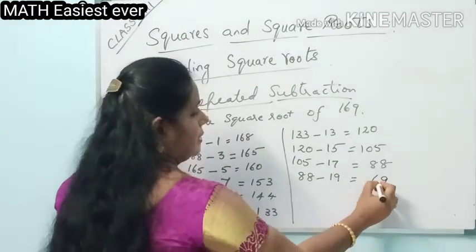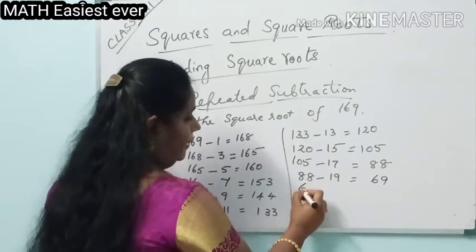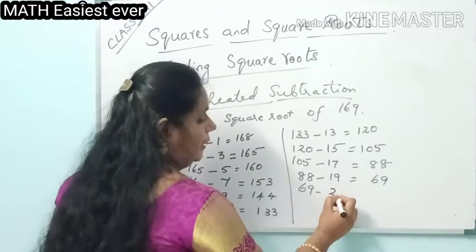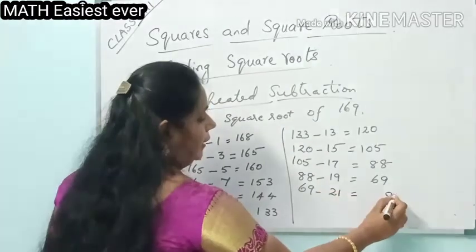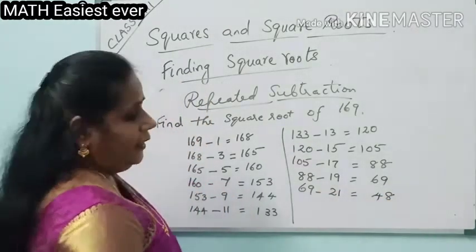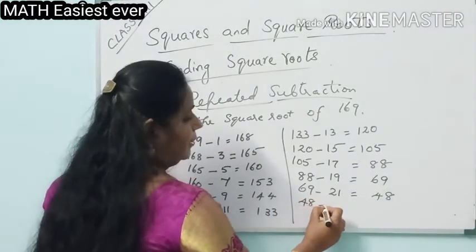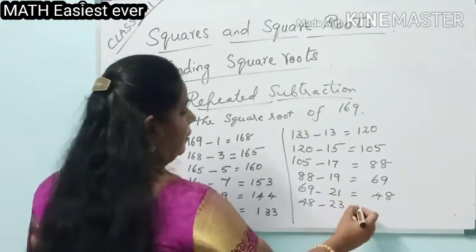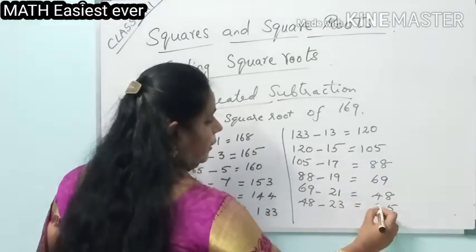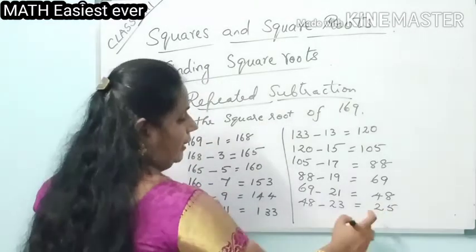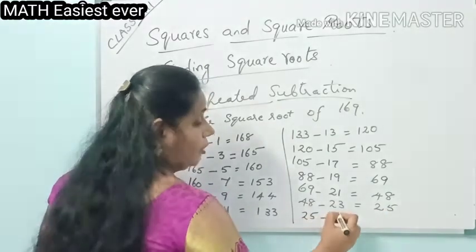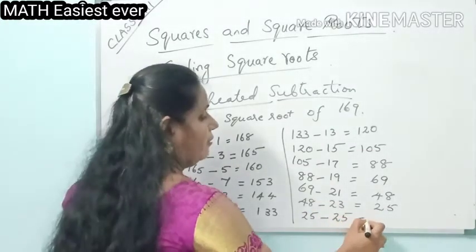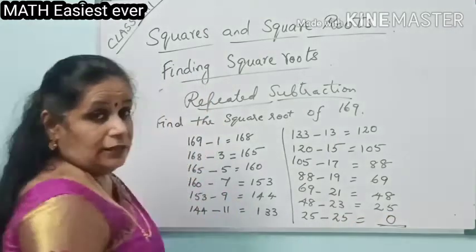So I'll take 69 and subtract with the next odd number. The next odd number is 21. So what will I get here? 48. Right? Now 48 I'll take and subtract with the next odd number. What is the next odd number after 21? It's 23. So what will I get here? 25. Okay. Now I've got 25 and subtract with the next odd number. The next odd number after 23 is 25. So 25 minus 25, I will arrive at the answer 0.